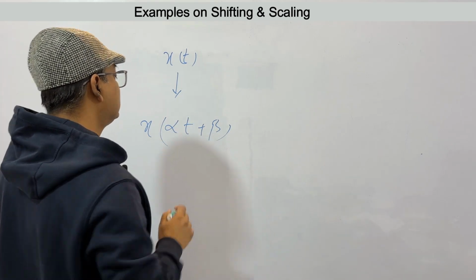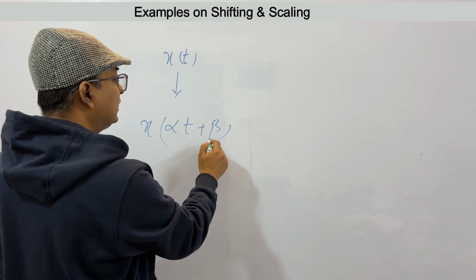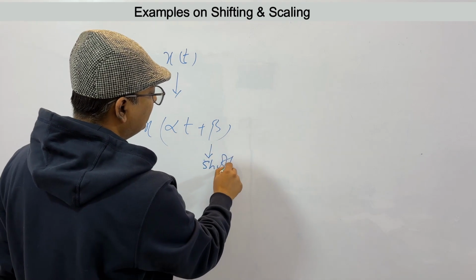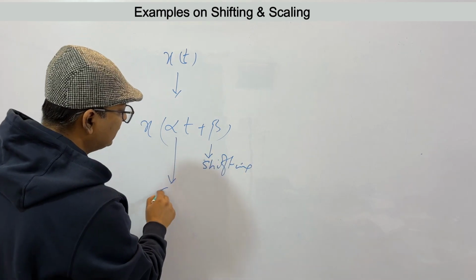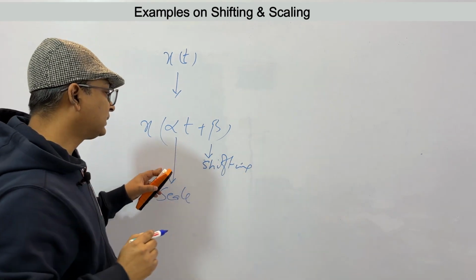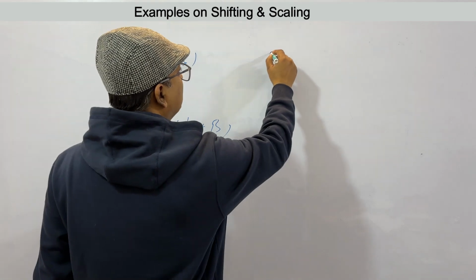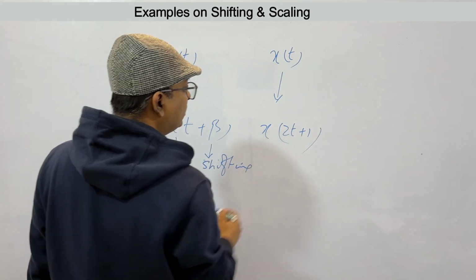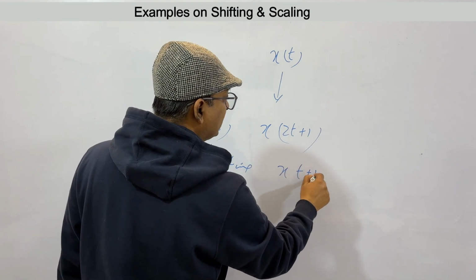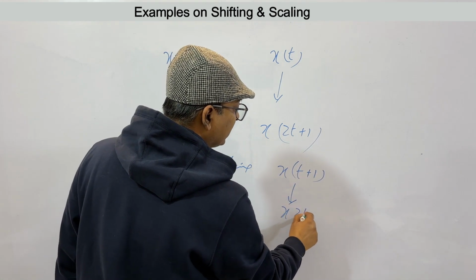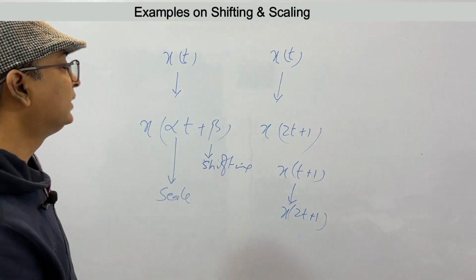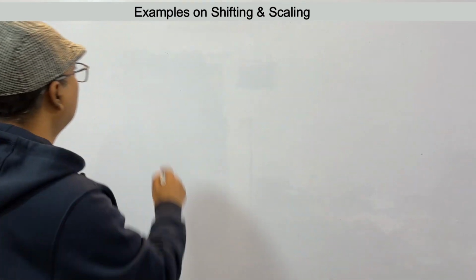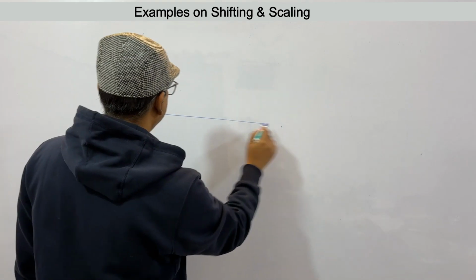One thing to remember is that when you have to transform this, first you do the shifting and then you scale it. This is the process. You cannot scale and then shift. Let's say we have x(t) and we have to find x(2t plus 1). You will first find t plus 1 and then x(2t plus 1). This is the way. So let's see some examples so that these things are clear. Let's say our wave is like this.